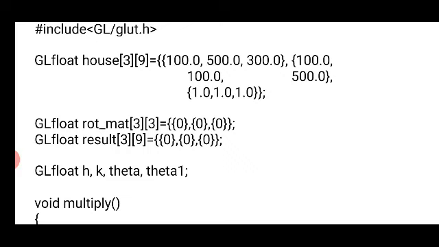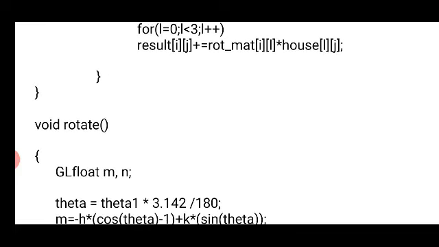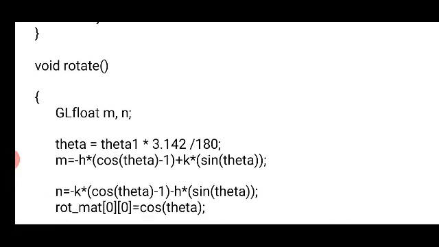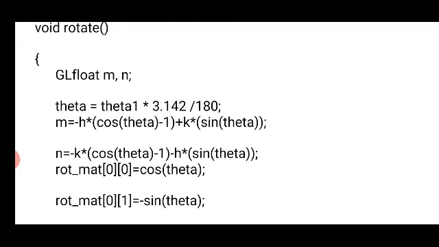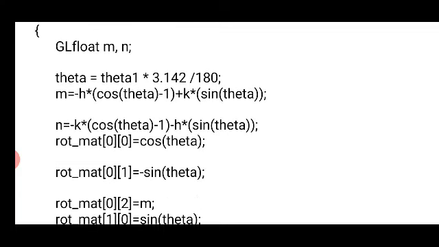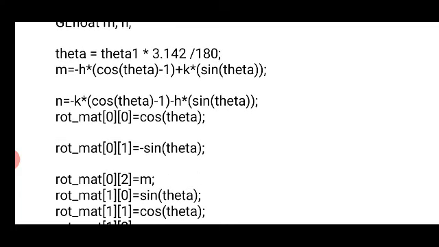Now what we have to do is find the rotation matrix, and multiply our house matrix with the rotation matrix to obtain the resulting matrix. First we will see how to create a rotation matrix. With the help of this rotational matrix we are going to create a new rotational matrix for our program. As I told you, the rotational matrix is given by cos theta, minus sin theta, 0; sin theta, cos theta, 0; 0, 0, 1.